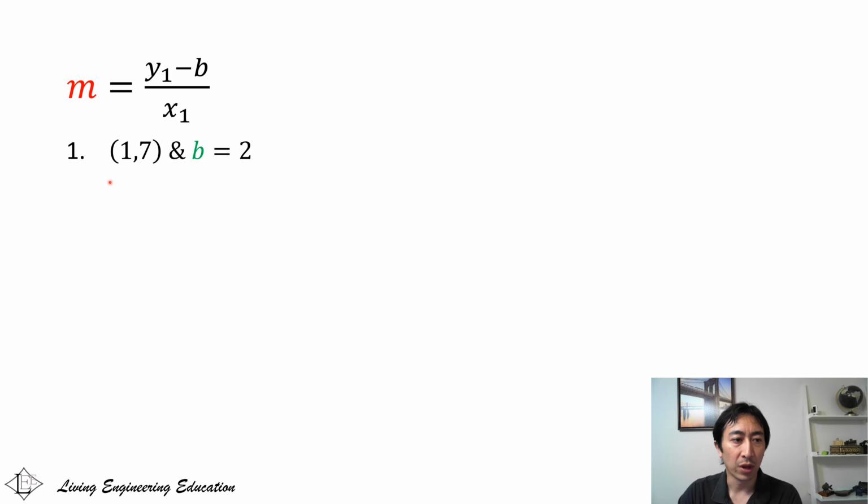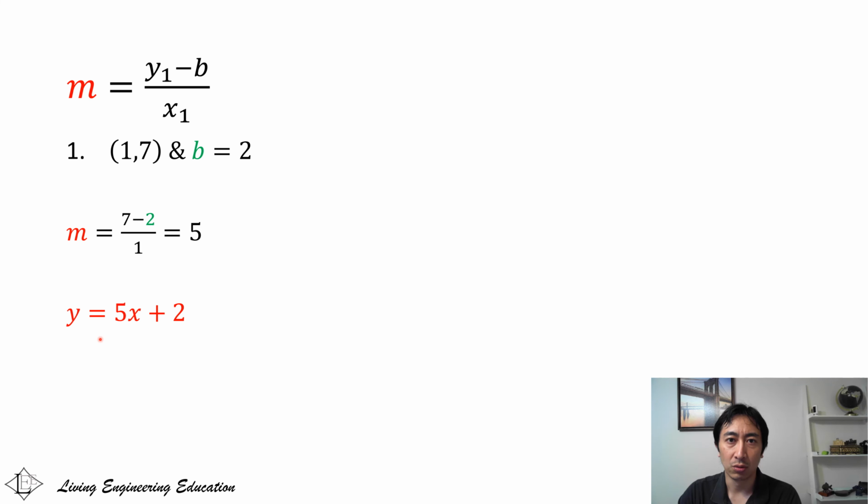For our first problem, we have a point of 1, 7 and a y-intercept of 2. So we use the slope equation that we set up, and we use y1 minus b, which would be 7 minus 2, divided by x1, which is just 1. So we can get our slope of 5. And all we need to do now is plug in the slope and y-intercept for the y equals mx plus b equation. So we get y equals the slope of 5x plus the y-intercept 2.